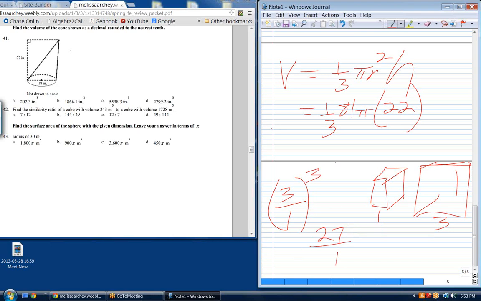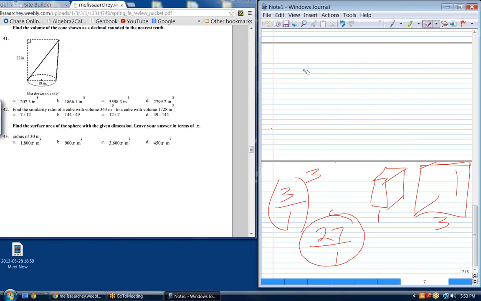So if I start out a problem giving you the volume ratio, what do you have to do to bring it down to the similarity ratio? That's what this problem does. They give us the two volumes. Square root them both? No. Remember, cube root them both. So we have 1728 divided by 343. We want the cube root of both of these.